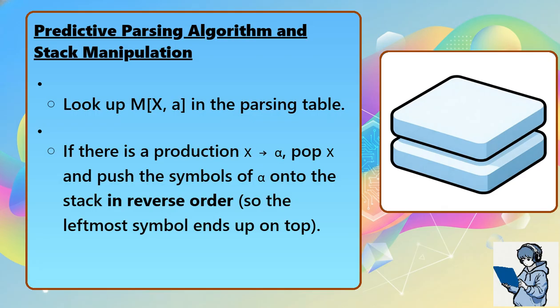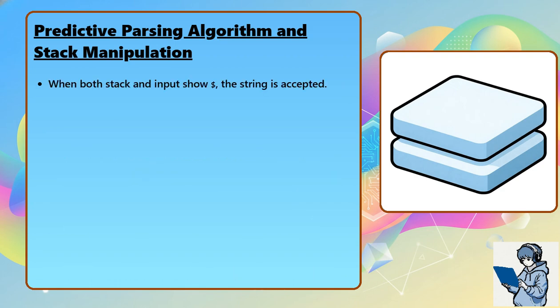If there is a production X goes to alpha, pop X and push the symbols of alpha onto the stack in reverse order, so the leftmost symbol ends up on top. If the cell is empty, report an error. When both stack and input show $, the string is accepted.